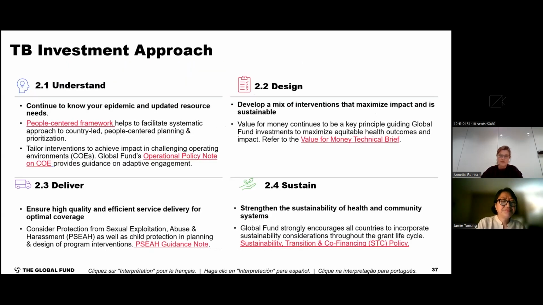Next, please. So I will not repeat this much because it is very similar to what my colleague Annette presented for HIV. For TB funding requests, it has to be informed by a good understanding of the epidemic and the resource needs. And these should lead to a good design, a mix of interventions that maximize impact, and they are delivered in a manner that is efficient and of high quality, always considering the very important issue of sustainability so that this remains funded even after Global Fund funding ceases to exist. Next, please.